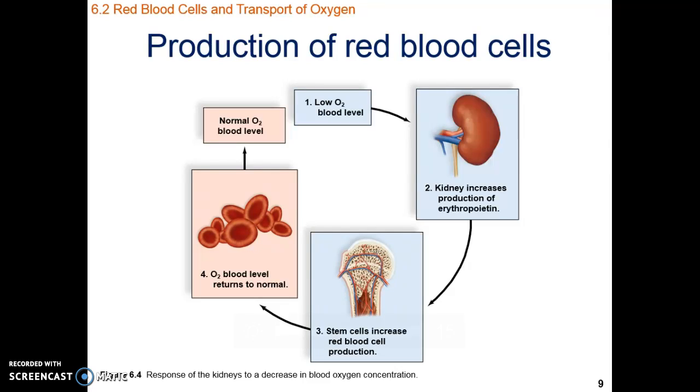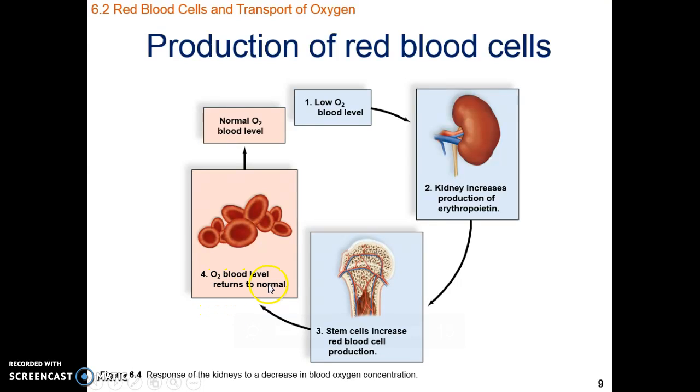Production of red blood cells also occurs in the bone marrow, but it's going to have the help of kidneys. All right, the kidneys, if there's low oxygen in the blood, they're going to be stimulated to produce what's called erythropoietin. The erythropoietin is then going to move to the bone marrow to help stimulate the stem cells to move to making more red blood cells.